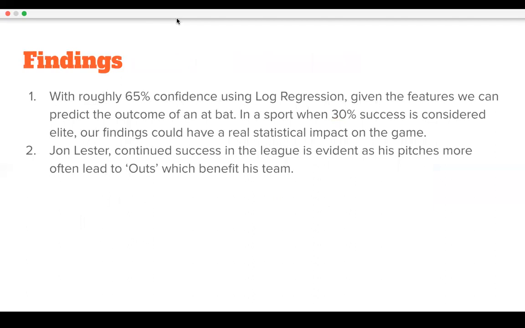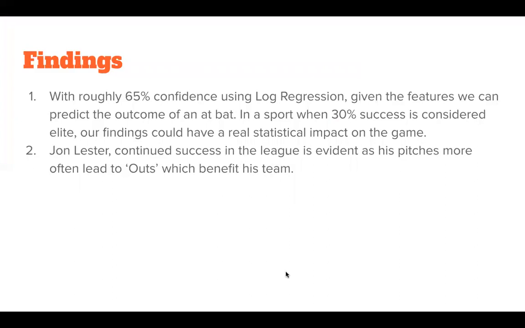With our findings and our regression models with roughly 65% confidence, given the features, we can predict the outcome of an at-bat. In a sport where 30% is considered elite, our findings could have a real statistical impact on the game. And as mentioned before, John Lester has continued success in the league, as evident by the fact that his pitches often lead to more outs than his pitches that do not, which benefits his team overall.